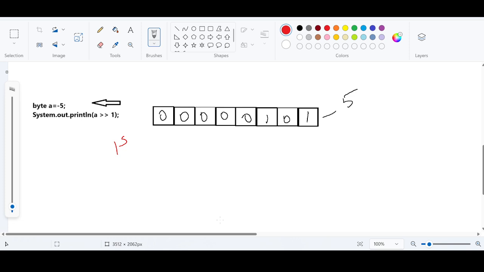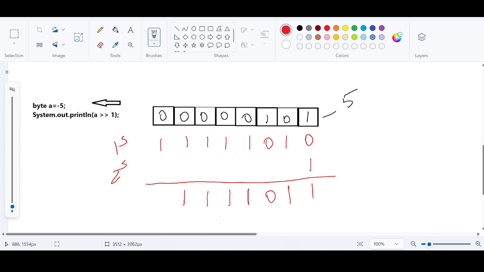Flip the numbers. If it is 0, you take it 1. If it is 1, 0. So now you got the actual value for the 1's complement. After getting the 1's complement, you need to perform the 2's complement. 2's complement is adding a 1 to the 1's complement. When you do this, the resultant value is going to be 1 1 0 1 1 1 1 1.